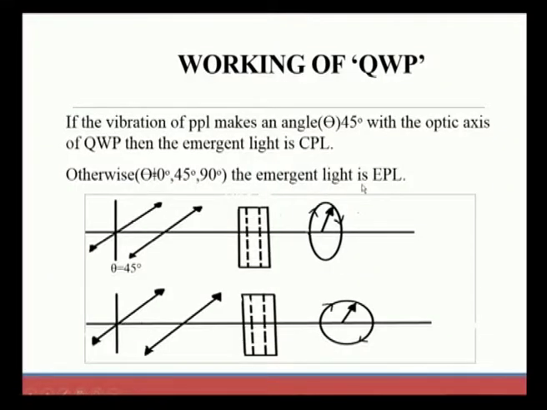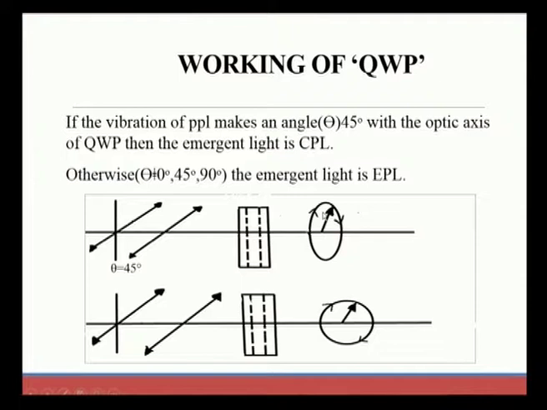So, how exactly will the QWP work? If the vibration of plane polarized light is incident on the QWP, because it will be the input for a QWP, and if the vibration of the PPL makes an angle theta of 45 degrees with the optic axis of the QWP, then the emergent light that we observe from the QWP is circularly polarized light, a CPL.